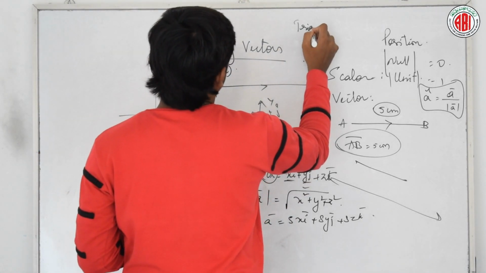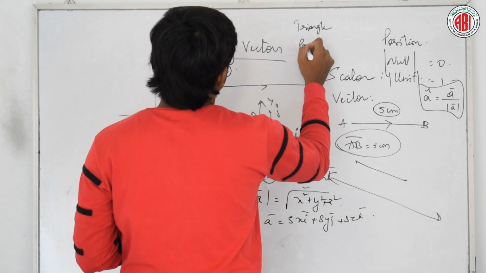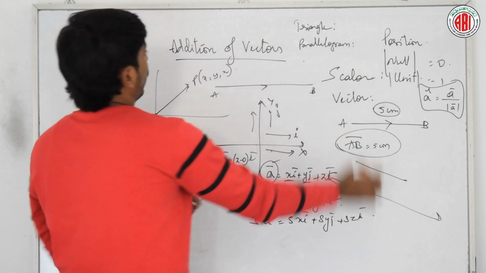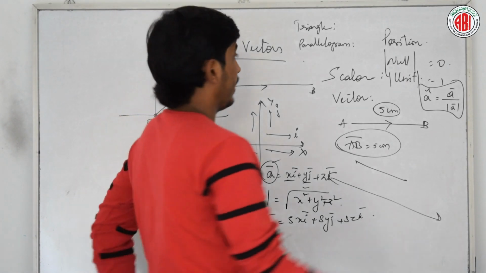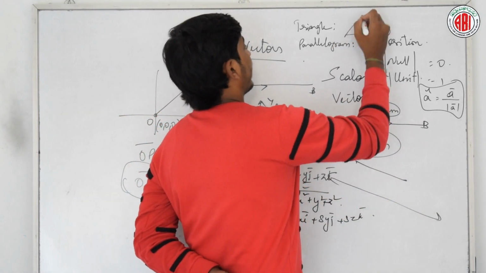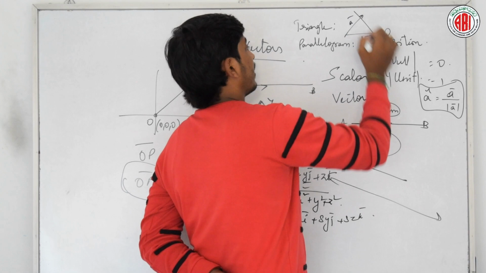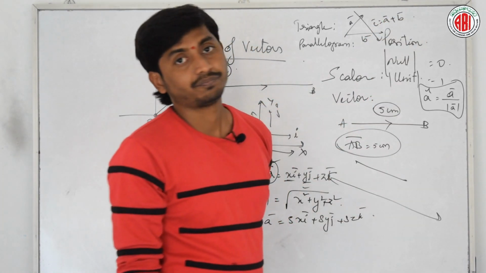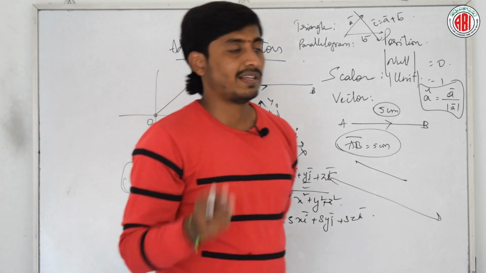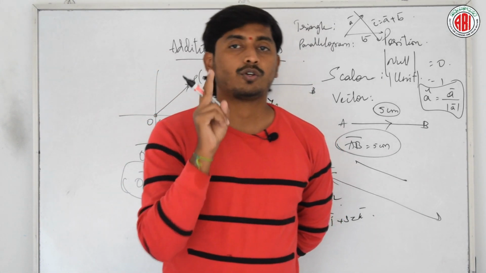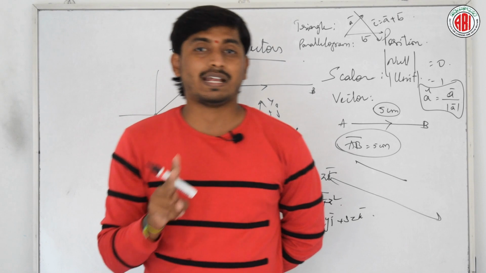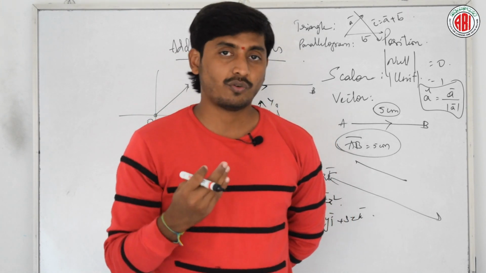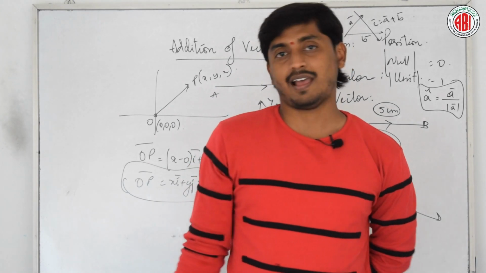That is the triangle law and the parallelogram law. What is this? If there are two vectors A bar and B bar, then the third vector C bar is given as A bar plus B bar. Clear? For example, once again, there are two vectors along two adjacent sides of a triangle. Then the sum of the two vectors is nothing but the third side.